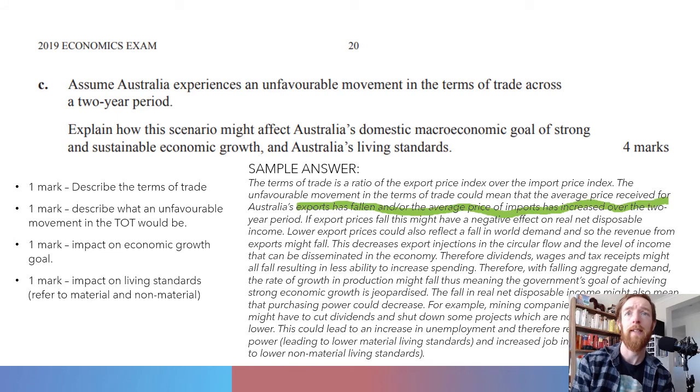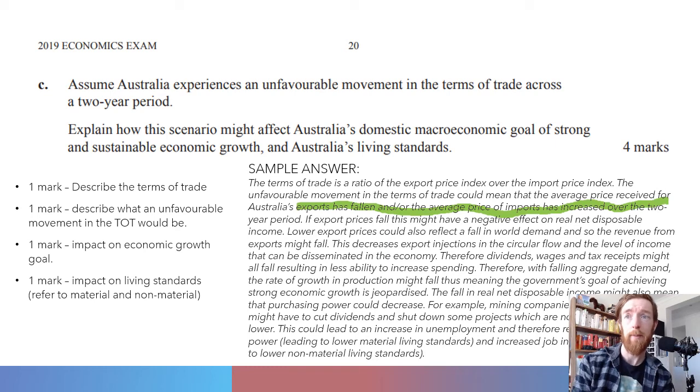Lower export prices could also reflect a fall in world demand, and so the revenue from exports might fall. This decreases export injections into the circular flow and the level of income that can be disseminated into the economy. Therefore, dividends, wages, and tax receipts might all fall, resulting in less ability to increase spending. Therefore, with falling aggregate demand, the rate of production might also fall, meaning the government's goal of achieving strong and stable economic growth is jeopardized.